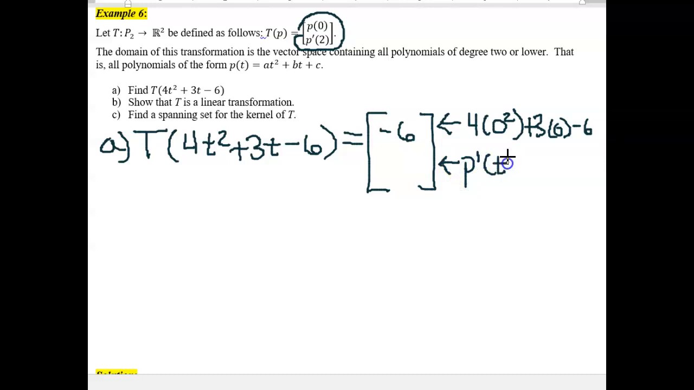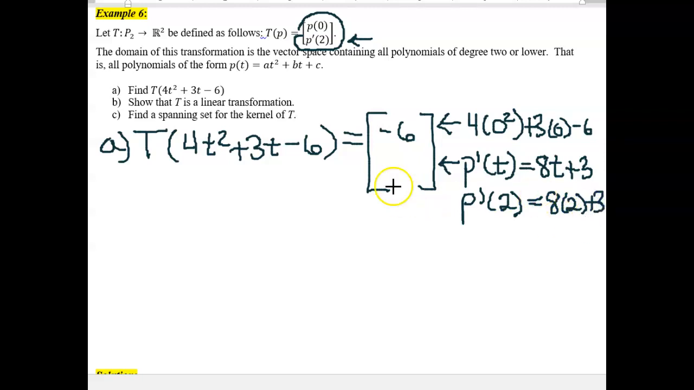So let me first write down p prime. In this case it would be 4 times 2, so that 2 would come down, and we get 8 times t to the first, plus 3 times 1 for the derivative of t. And now if we substitute 2, which again, I'm just following the instructions up here that were given to us for this particular transformation, then this is 8 times 2 plus 3, so 16 plus 3, so 19. So this is how a quadratic polynomial gets transformed into a two-dimensional vector. So that's part A. Part B: show that this is a linear transformation.